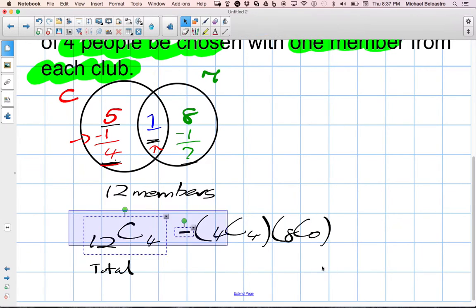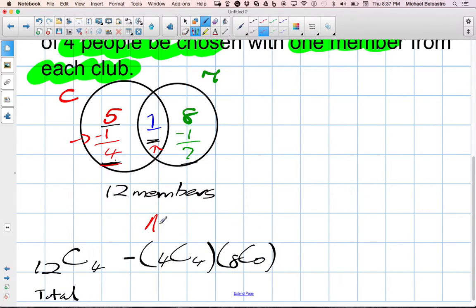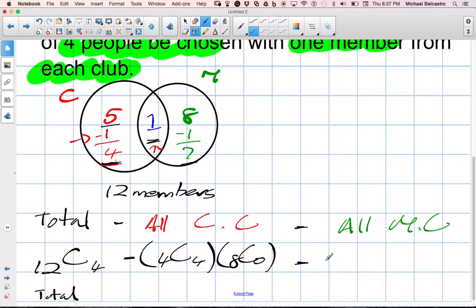And then there's the situation on the other side. So I'll write a title above it. This situation is all Camera Club. So we're subtracting all Camera Club from the total, okay? And then we need to subtract the situation where they're all from the Math Club. Well, there are 7 distinct members in the Math Club. So how many ways can we choose 4 students out of those 7? And then again, the other situation would be choosing 0 of those 5 from the Camera Club.